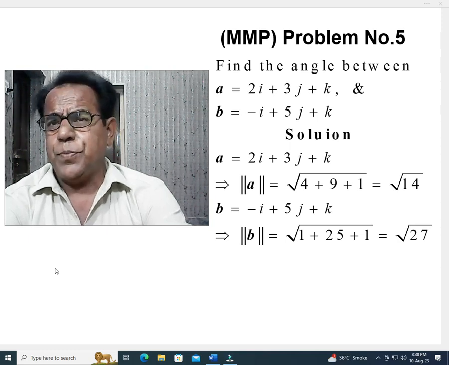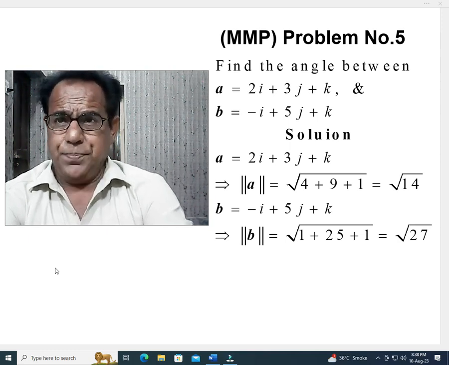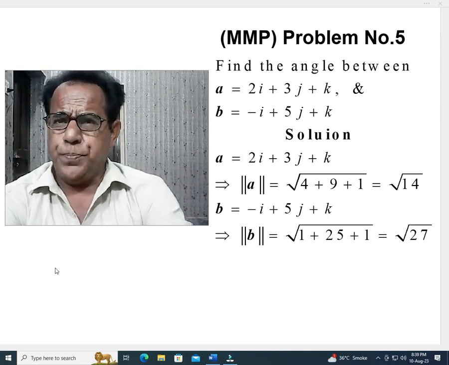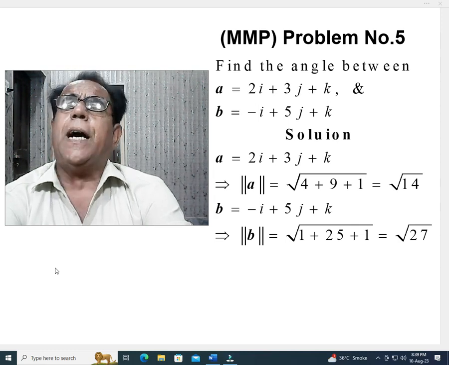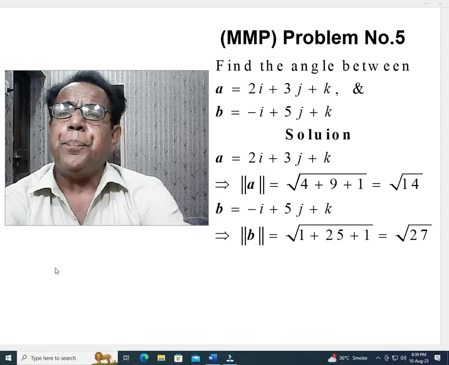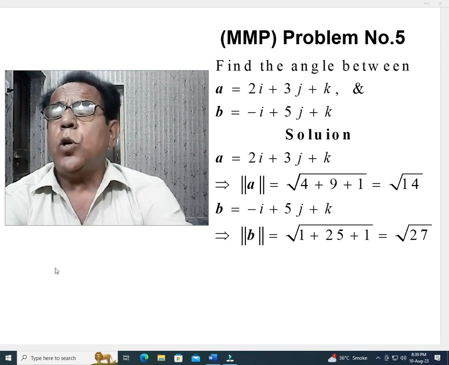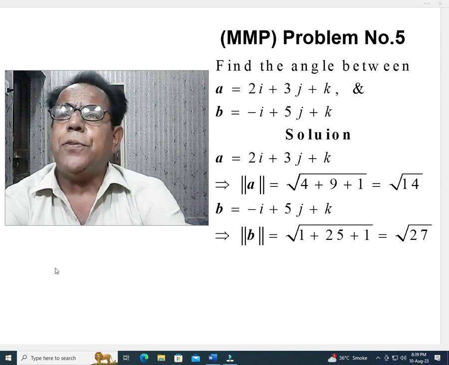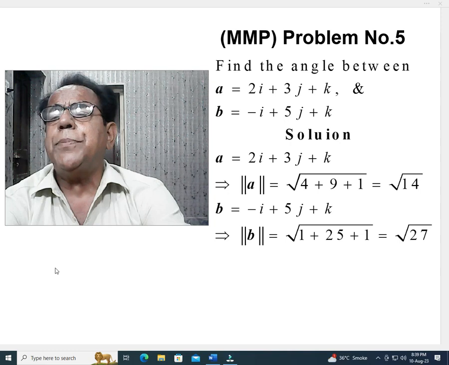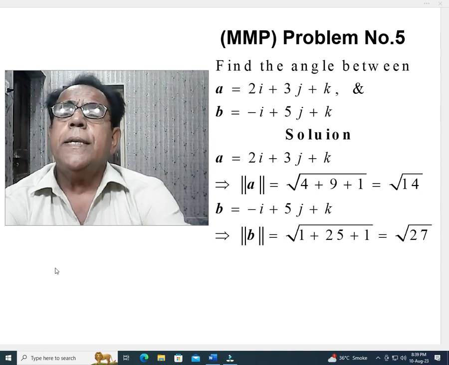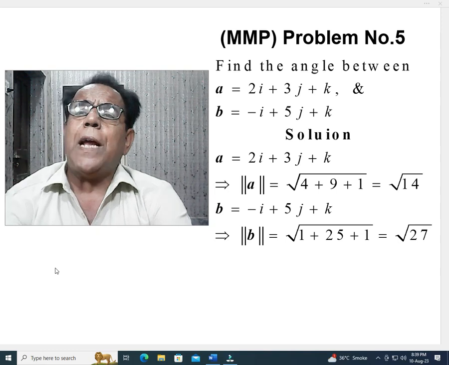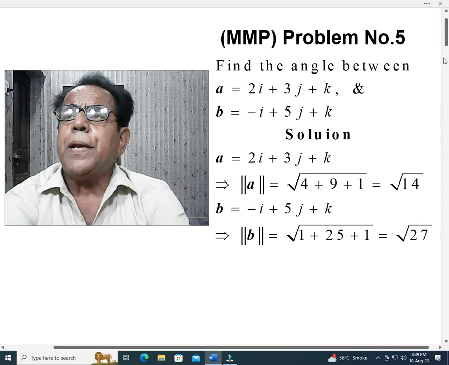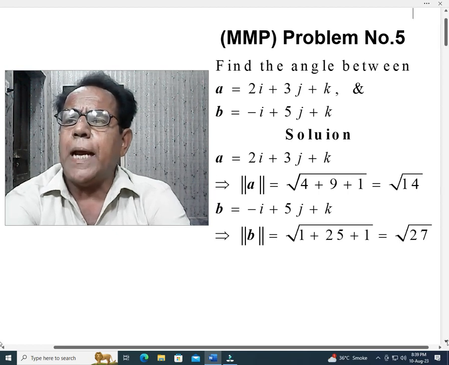Here x is 2, y is 3 and z is equal to 1. So the absolute value of A, or magnitude of vector A, becomes equal to 2 square, that is 4, plus 3 square, that is 9, plus 1 square, that is 1. So it becomes equal to square root of 14. Similarly, the absolute value or magnitude of vector B becomes equal to square root of 27.